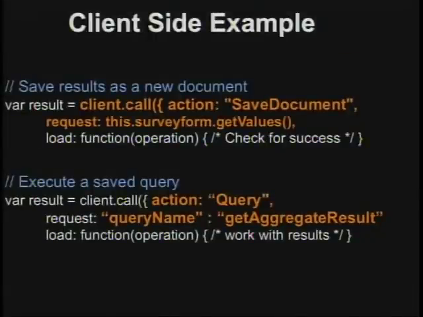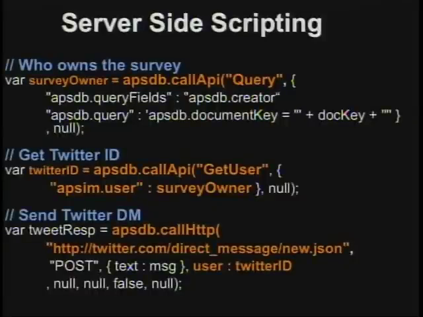Here on the client side, we can see very simple code, 2 lines of JavaScript. We push data in right from our HTML form with 1 line. We take it back out with 1 line of JavaScript for a query. The server-side script, again, very simple. 3 lines of JavaScript code. We can find out who owns that survey. We can get their Twitter username and use Twitter's HTTP API to push that out.